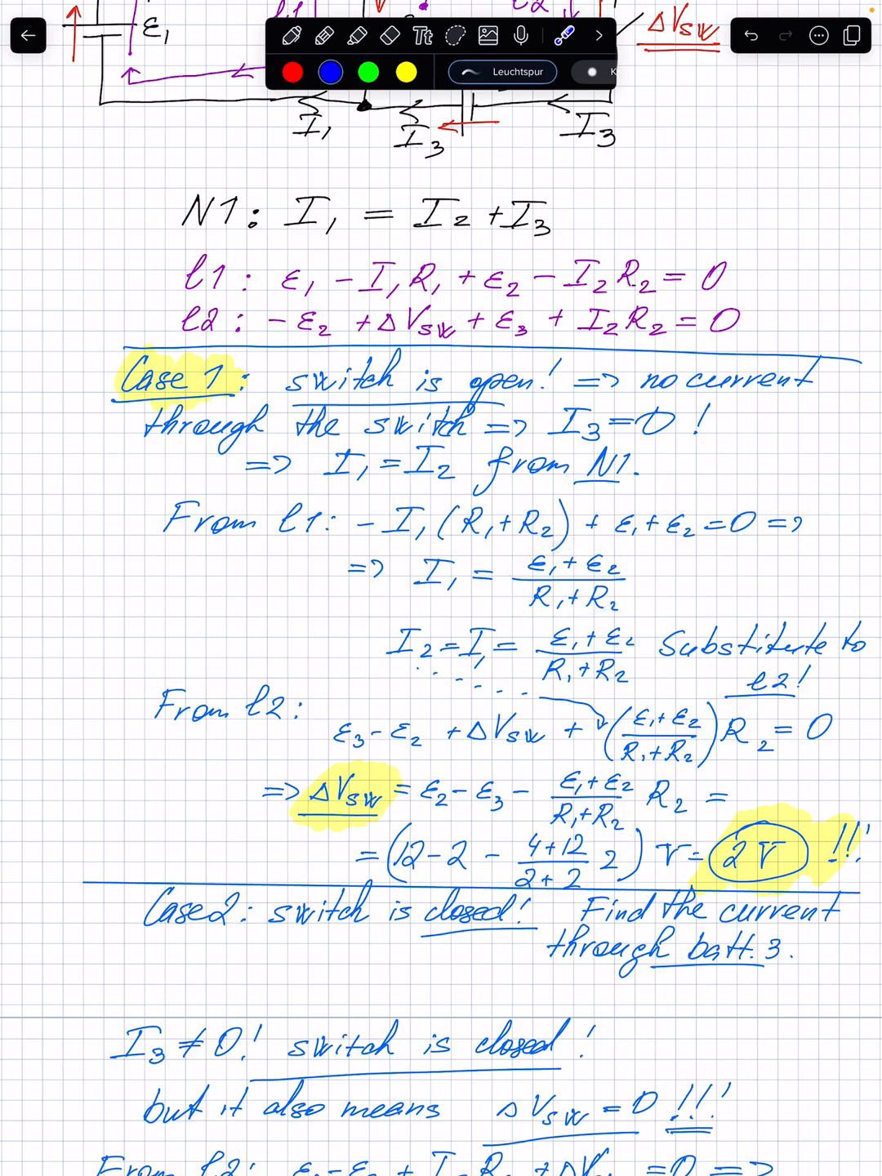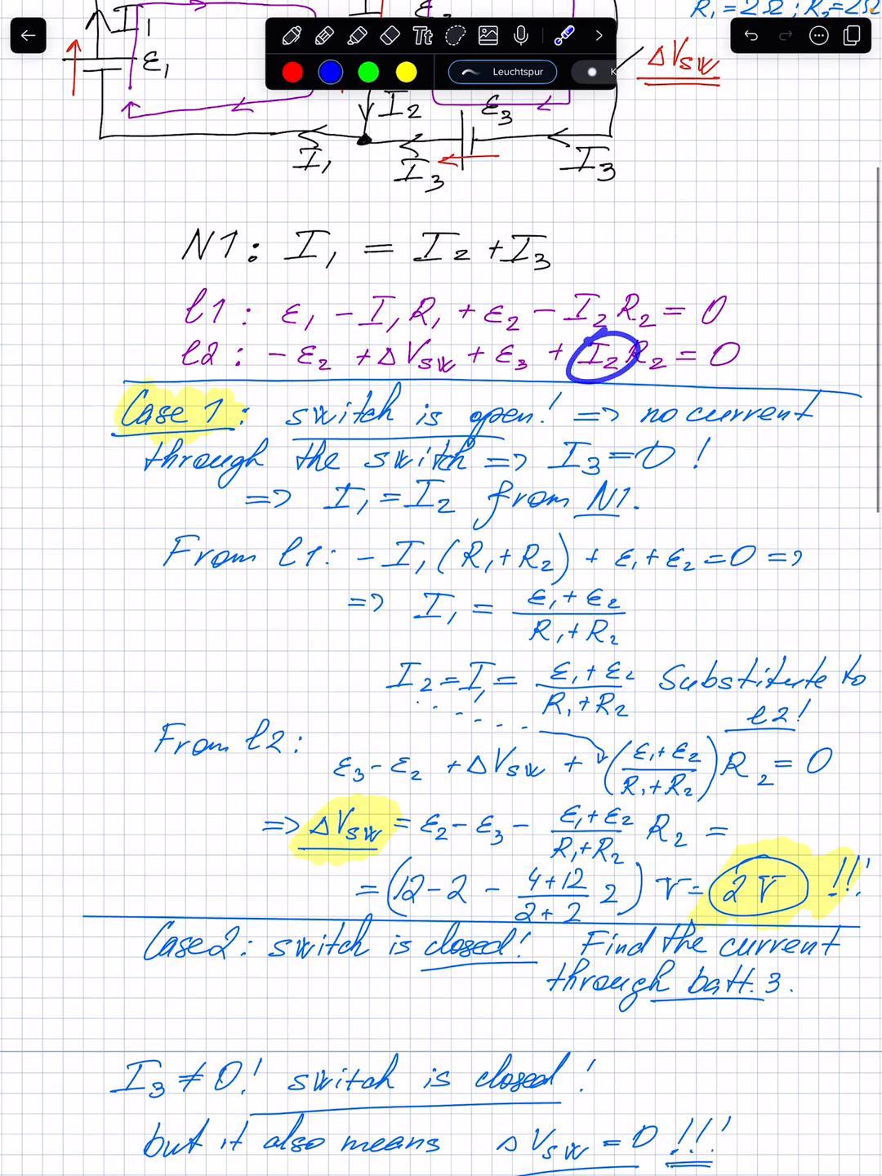Epsilon 1, epsilon 2, R1 and R2 are given. But we also established that I2 equals I1, and therefore we will know I2, right? So I2 will be known, it's the same as I1. So now let's use this fact and substitute this into L2. L2 involves delta V switch, which we want to find, the voltage across the switch, right? So the potential difference across the switch, and it involves also I2 over here.